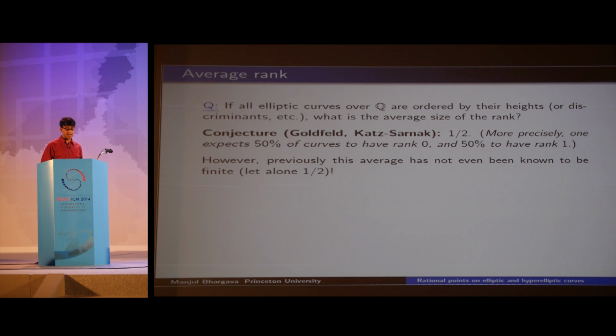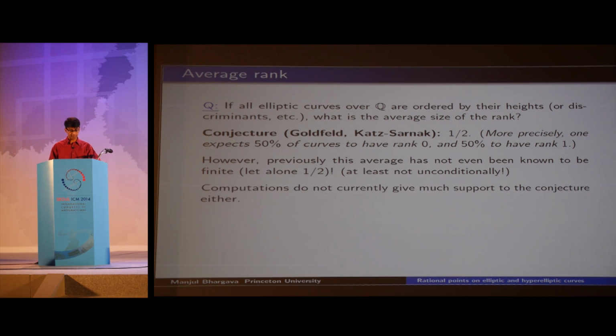But previously, this average has not even been known to be finite, let alone a half. So it was perfectly conceivable that as a and b get larger and larger, the number of rational solutions gets larger and larger too, and the rank just grows forever. The conjecture is that it's a half, but it was not even known to be finite on average, at least not unconditionally, and I'll say something about that in a second. I also want to mention that computations do not give much support to this conjecture either.